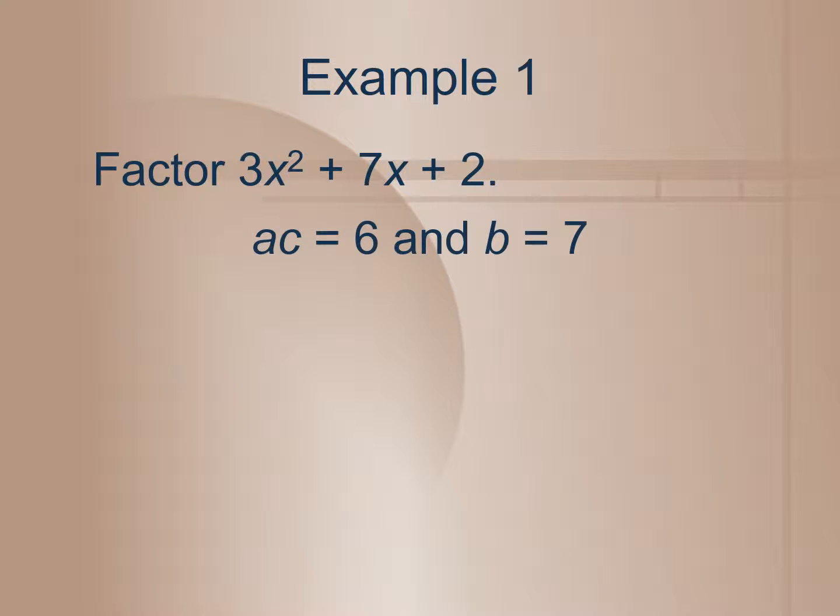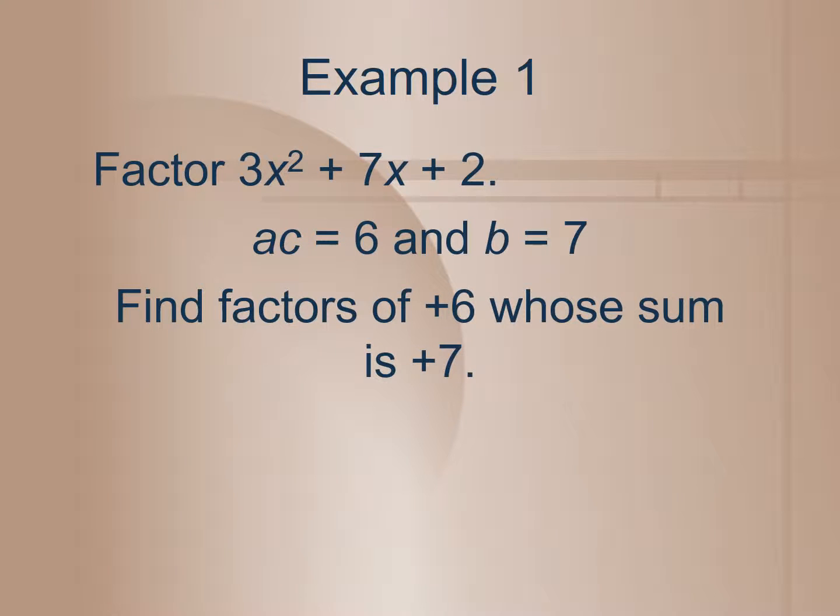All right, let's look at an example. Let's say we want to factor 3x squared plus 7x plus 2. So we know that our first terms, 3 times 2, are equal to 6. And that our b value is 7. So we need two numbers that multiply to 6 but add up to 7. So we can do 6 times 1. So that means we have 6x and 1x.